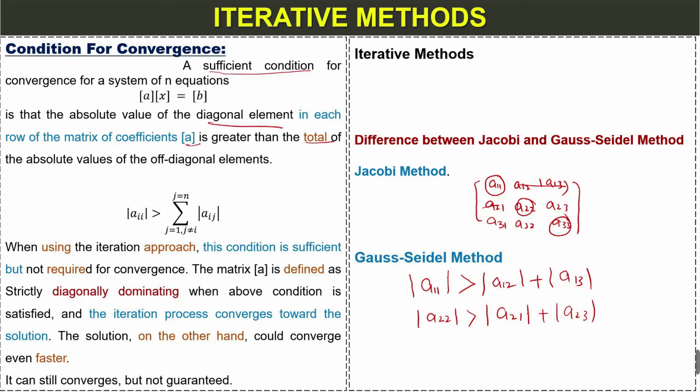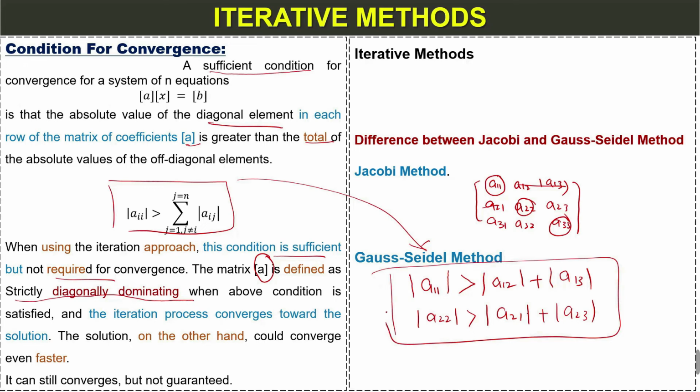Here we have the general form of this condition. When using the iteration approach, this condition is sufficient but not required for convergence. The coefficient matrix A is defined as strictly diagonally dominant when the above condition is satisfied. When this condition is satisfied, the given matrix is strictly diagonally dominant. We have already studied the strictly diagonally dominant matrix and how to check whether a matrix is strictly diagonally dominant or not.